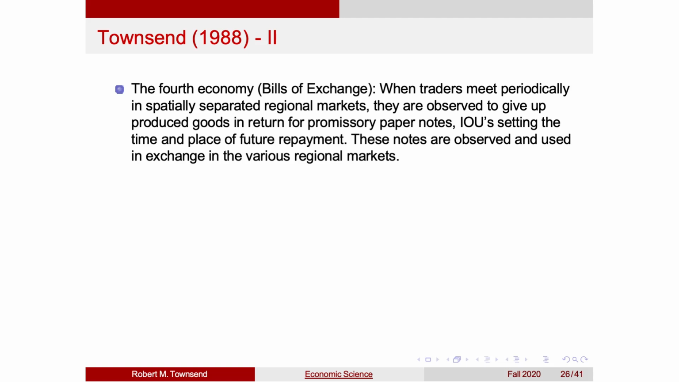The fourth economy is similar, except that when traders meet in these geographically separated markets, they're observed to give up produced goods, not for other goods, but for paper notes, which are IOUs promising to pay goods in the future or pay money in the future. So these notes are observed and used in exchange and circulate around the regional markets.